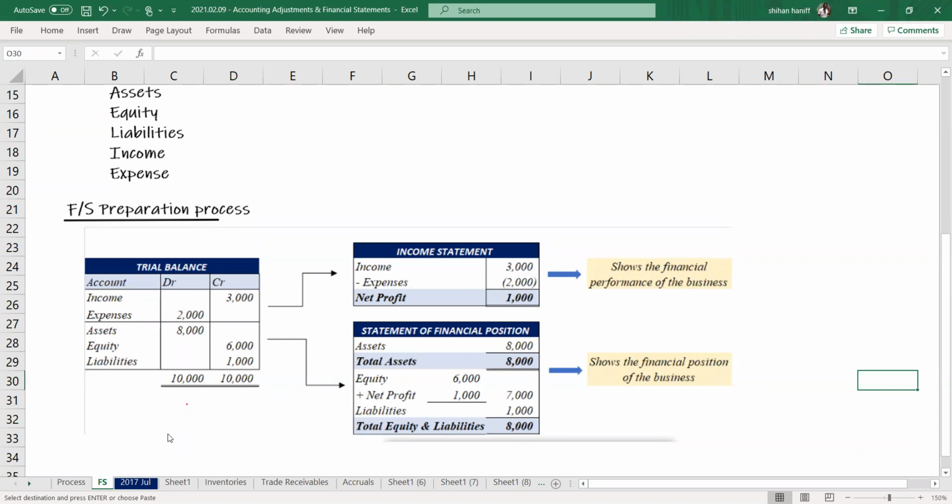Now I will show the format of the income statement and statement of financial position. As I said, in the income statement we calculate the net profit. Net profit equals income minus expenses. But when preparing the income statement, we don't write the total income and expenses. We have to categorize the income and expenses.